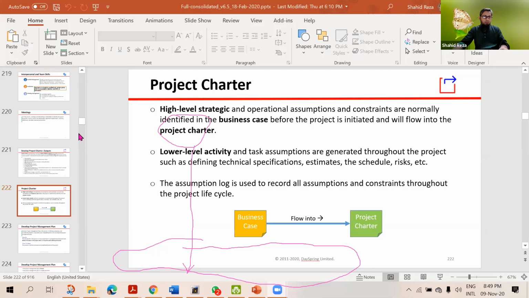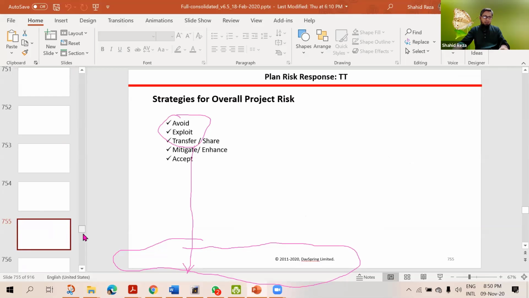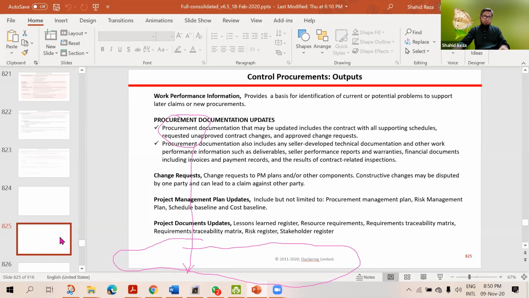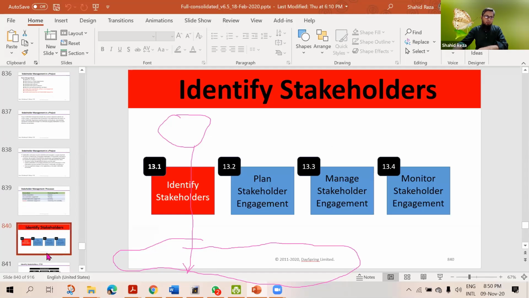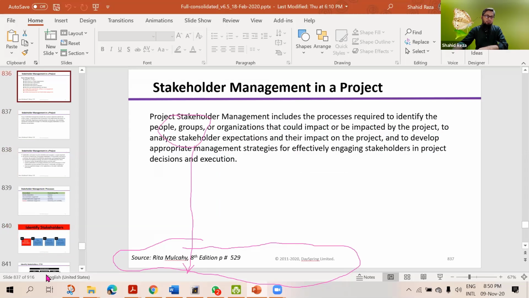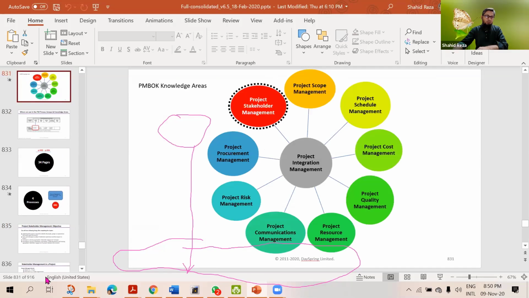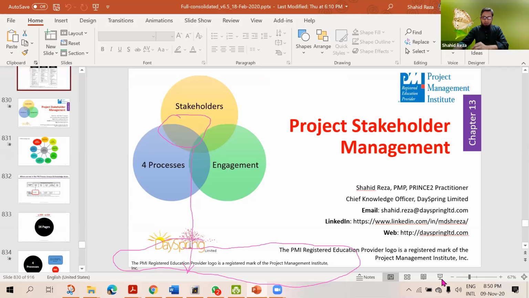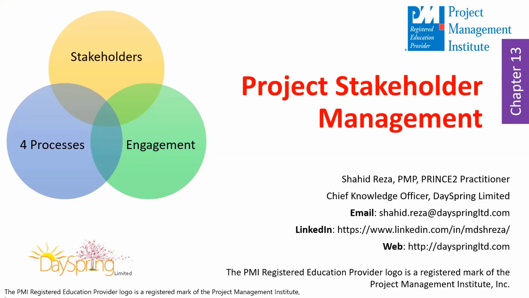I'm going to the end of the slides, and this is the chapter. This is slide number 830. Can you see the chapter name? Project Stakeholder Management, right? Visible, right? Yes. Okay.